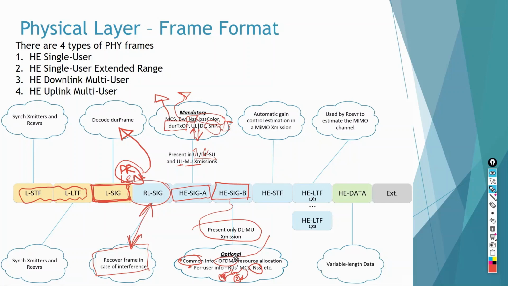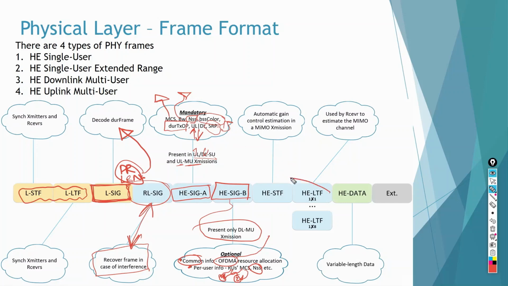Why is that important? Because in the downlink direction, you might have, let's say, two users. One is close, for example, to the access point, and the other at the edge of the cell. So the access point might use different transmit parameters in order to deliver data to these two clients.